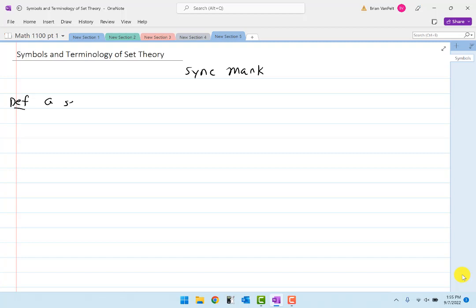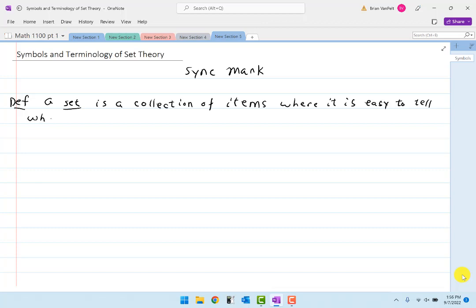A set is a collection of items where it is easy to tell what the items are.